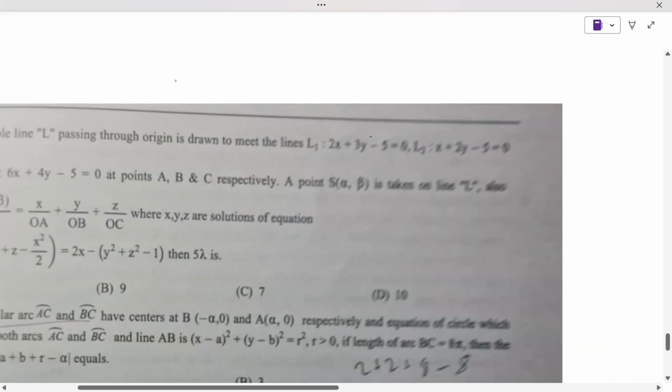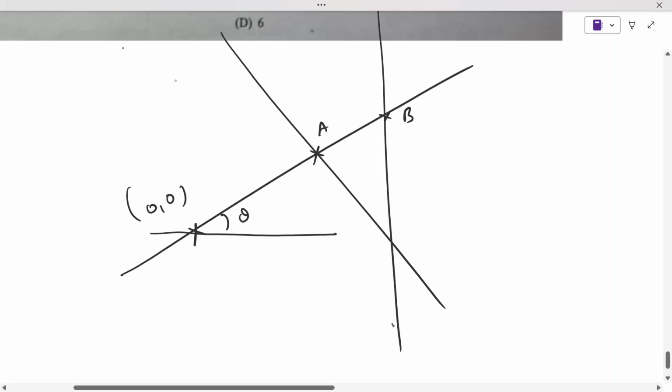And what I know is, when a line is passing through the origin, it is intersecting both the lines.